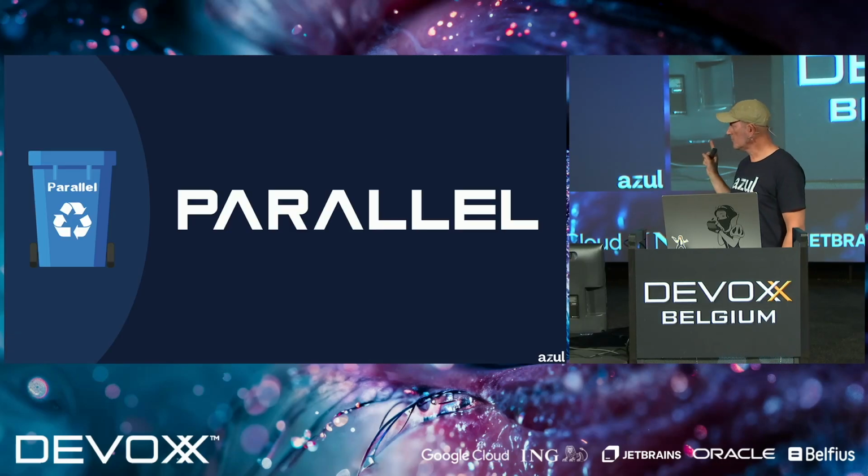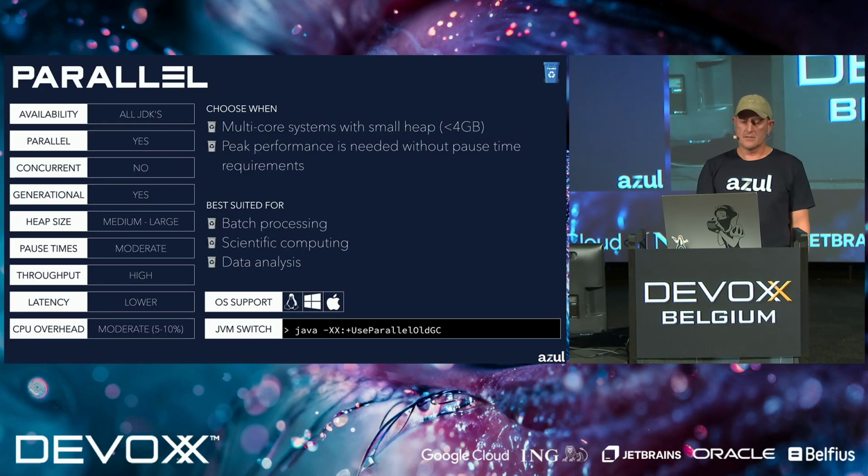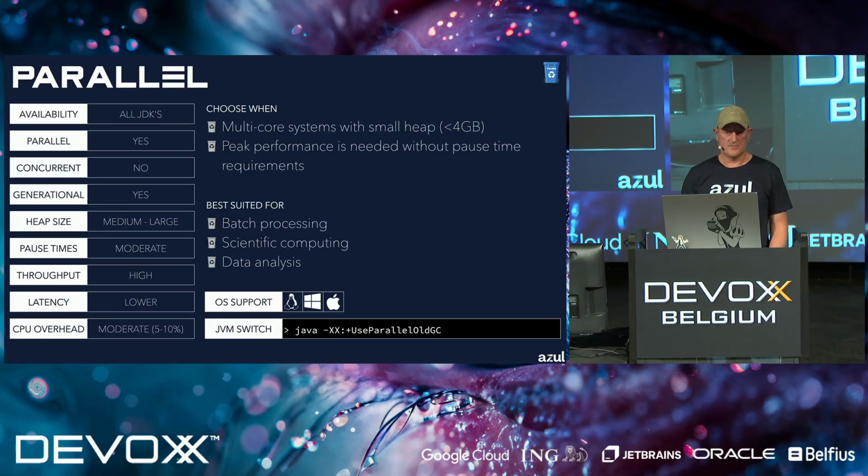Okay, next one. Parallel collector, even quite old. It was the default garbage collector from JDK 5 till 8, as far as I remember. It's good for multi-core systems with small heaps.